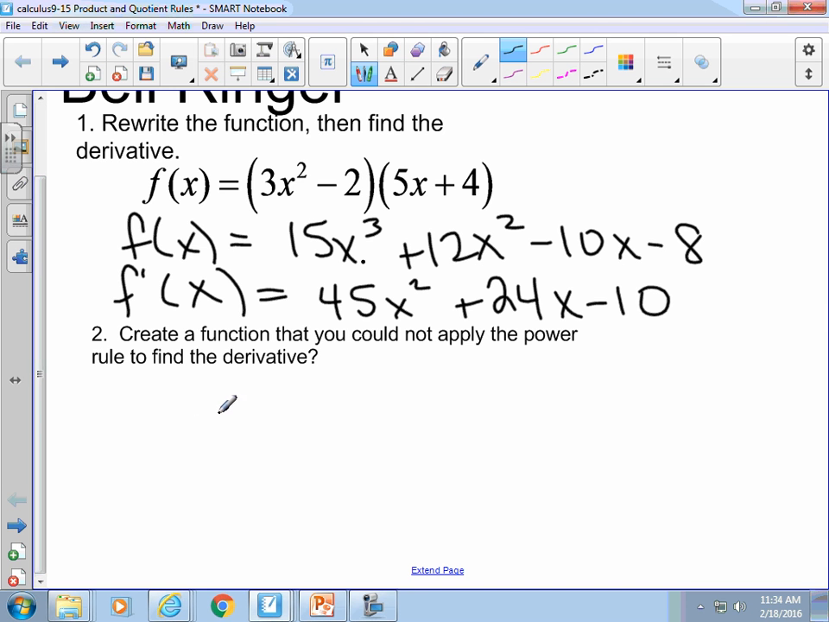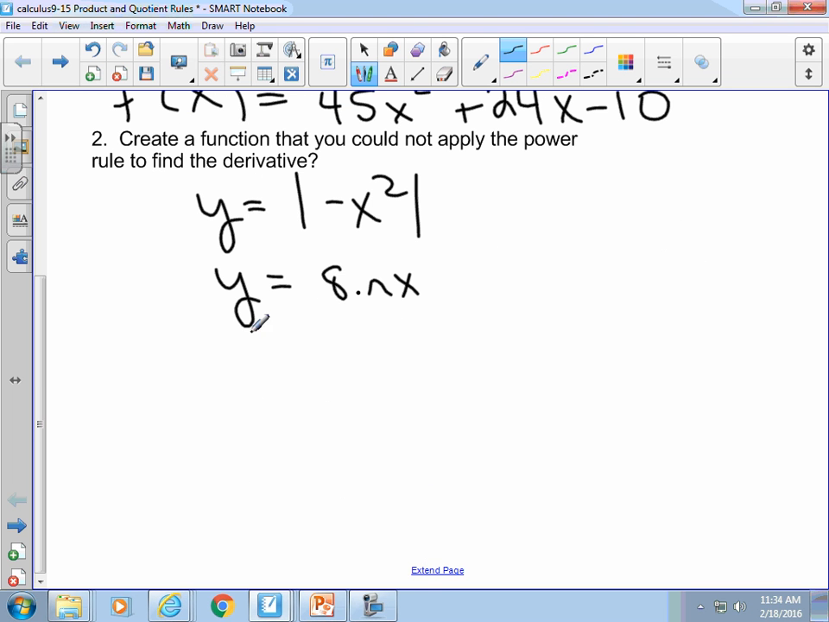Okay, then number 2 asked you to create a function that a power rule would not work on. The absolute value of negative x squared. Oh, wait, what else? Sine or cosine? We know a rule for sine. What about x times the sine of x? We don't have a rule for that because it's got multiplication. Now this one up here was multiplication, but we were able to multiply it out.